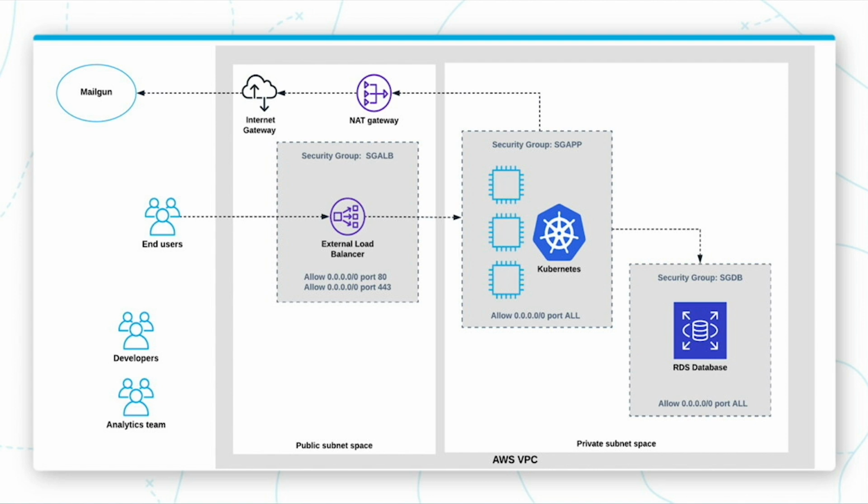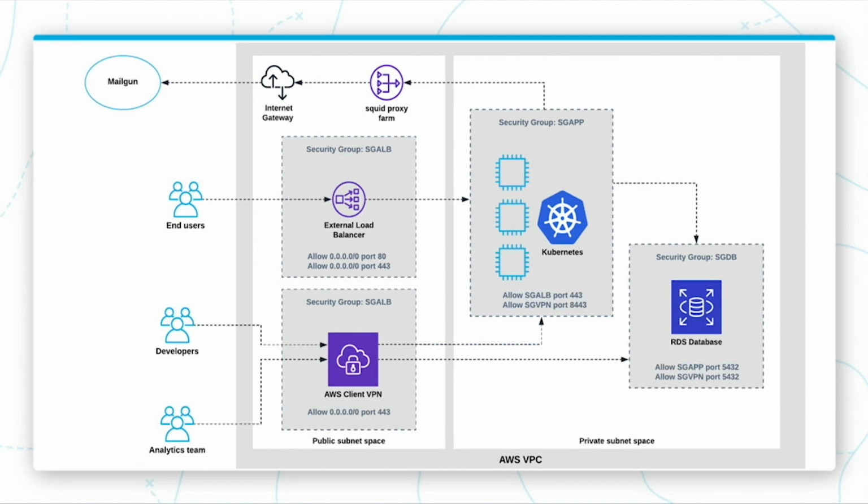Second, all requests that go to Mailgun are going through a NAT gateway to get to the internet. Third, our internal team members do not have connectivity to the Kubernetes cluster and database. Let's see how we can incorporate security into this design.